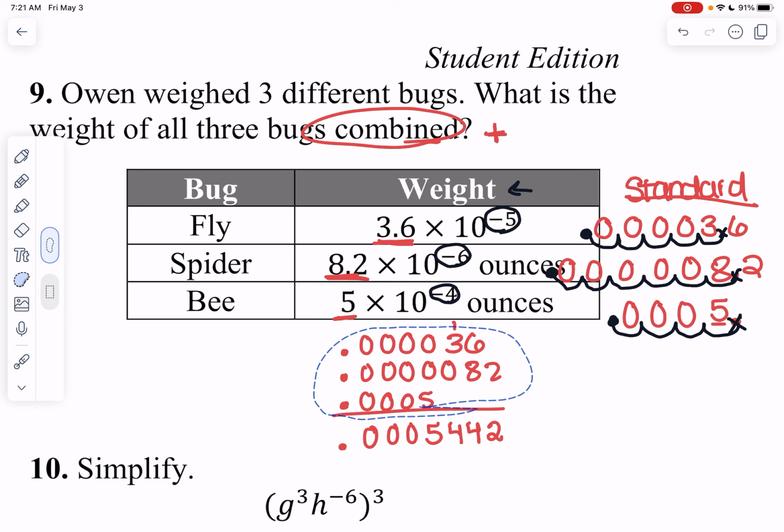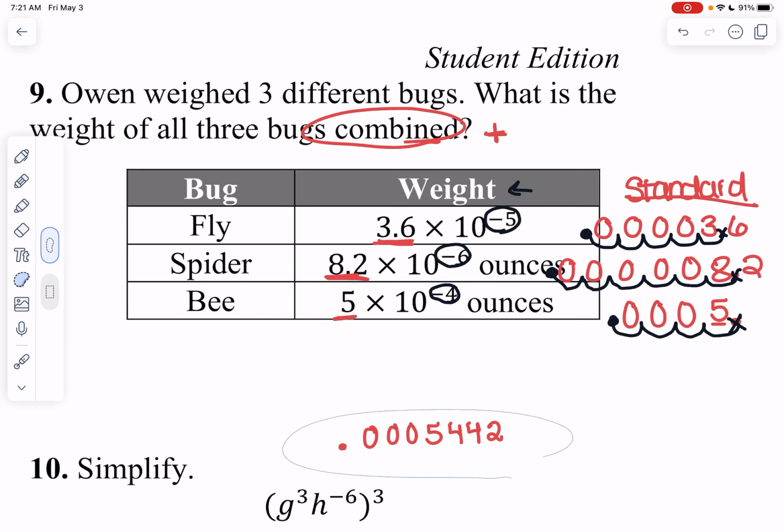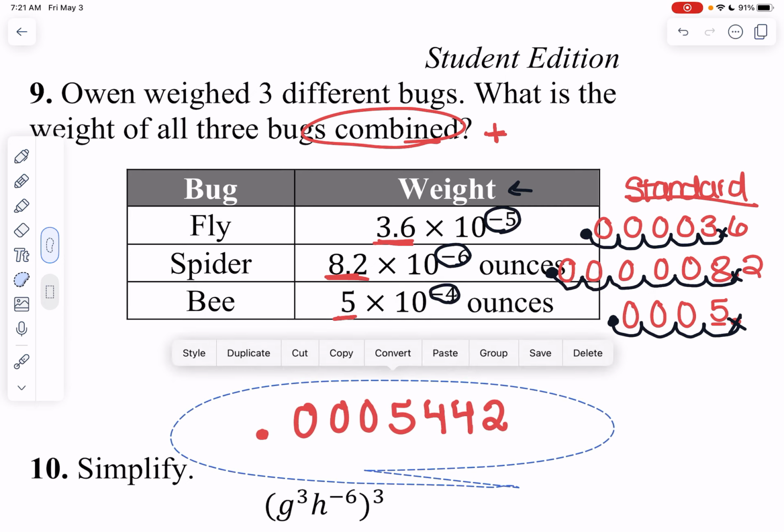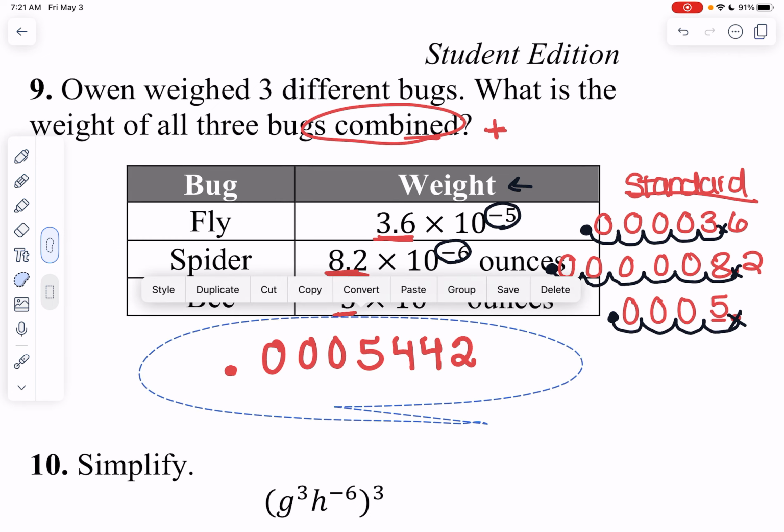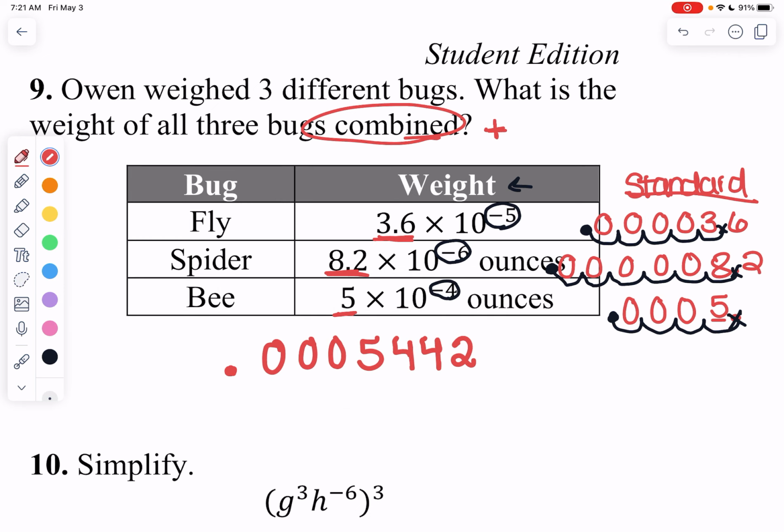So we don't need all this junk. Sorry you're writing that down. So all of these weights added together, the fly plus the spider plus the bee, are going to be 0.00054442. But Miss Majorana, what if they don't give me my answer in standard notation? Oh, that's a great question. We can convert it to scientific notation reasonably easy, all right?